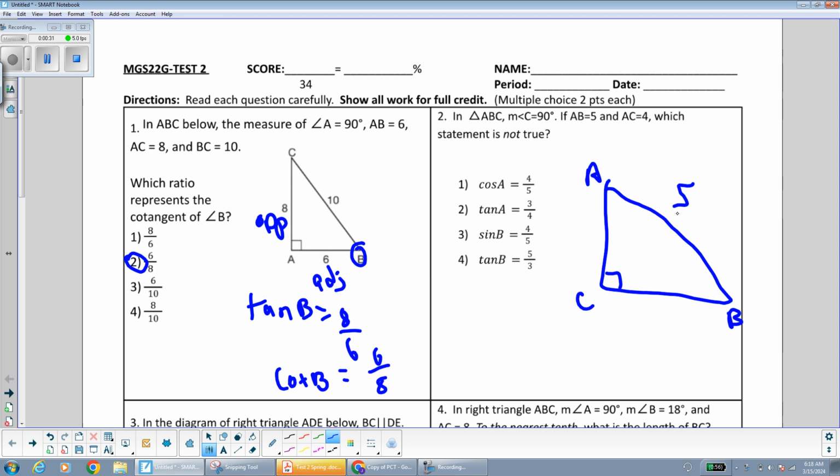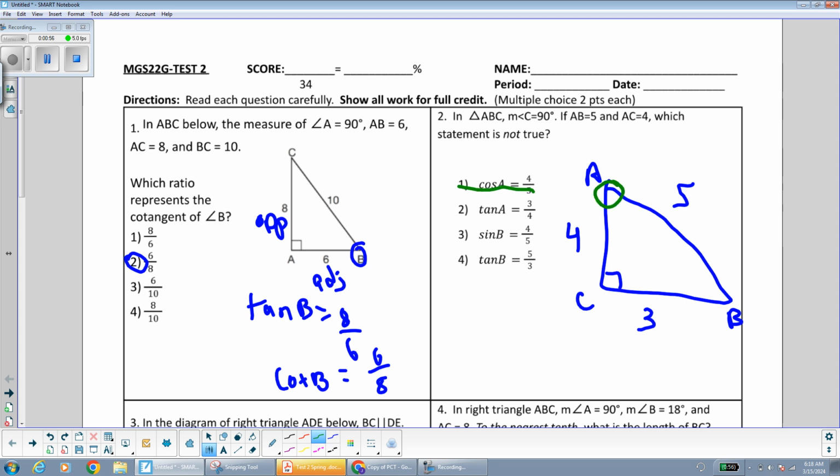AB is 5 and AC is 4. If you use the Pythagorean theorem, you should find that this side over here is 3, and it's asking which statement is not true. Well, from angle A, this would be adjacent and hypotenuse. So cosine of angle A is 4 over 5. So that answer choice is true.